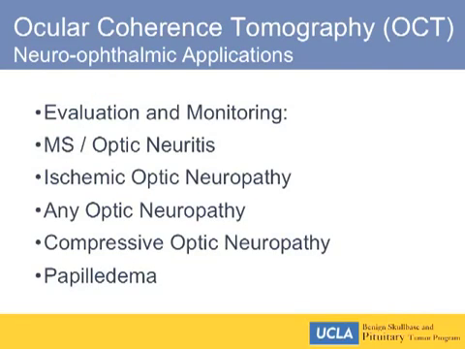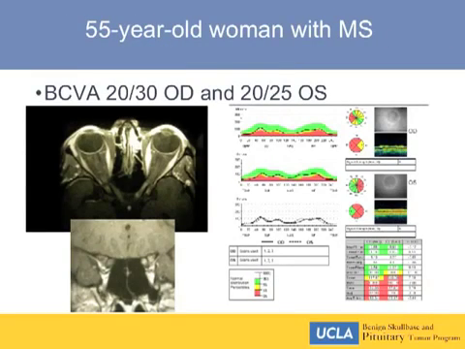And optical coherence tomography has already found a variety of neuro-ophthalmic applications in terms of monitoring MS patients, ischemic optic neuropathy patients, really any optic neuropathy, compressive optic neuropathy. And I found it to be of great utility recently in following patients with papilledema. We're always trying to grade, well, is the papilledema worse or is it better? And the appearance of the thickness of the retinal nerve fiber layer on the OCT study is much more sensitive than a two-dimensional photograph of your own view through the ophthalmoscope.